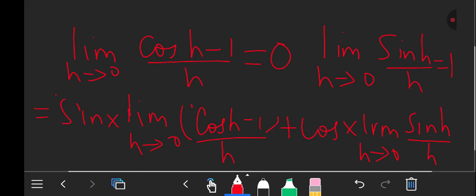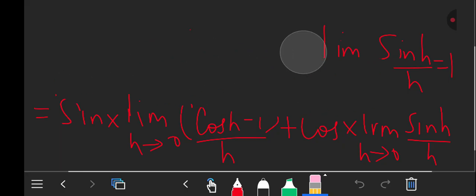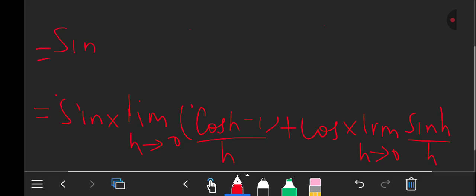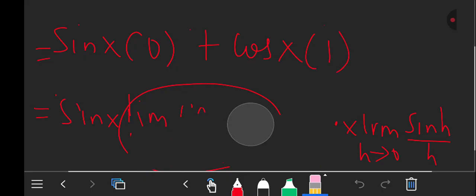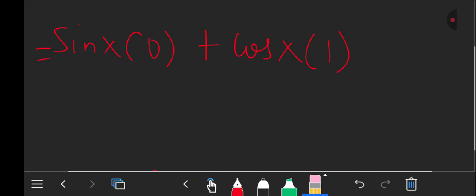So this is the difference. Okay, let's apply this concept to solve this question. So I'll say sine x, this will be equal to sine x times the limit as h approaches 0 of cos h minus 1 over h. This we've said is 0. Then plus cos x times the limit as h approaches 0 of sine h over h. We've said it's 1. Okay, then let's now evaluate this.